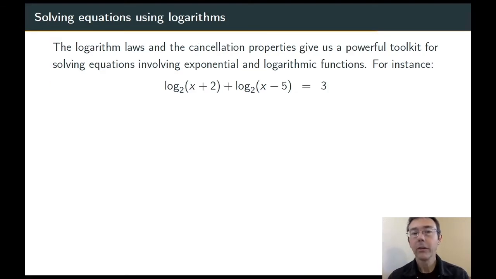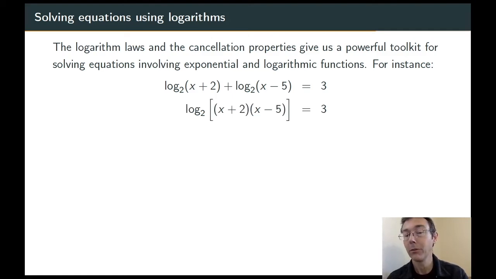The logarithm laws and cancellation properties, when you take them together, give you a powerful toolkit for solving equations involving exponential and logarithmic functions. So for example, log base 2 of (x plus 2) plus log base 2 of (x minus 5) equals 3. Let's combine the left-hand side into a single logarithm: log base 2 of (x plus 2) times (x minus 5) equals 3. And then let's use our cancellation property.